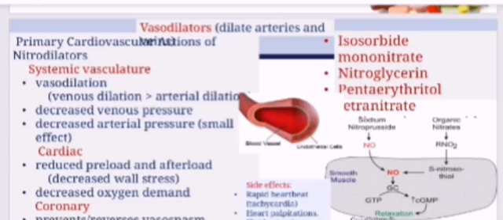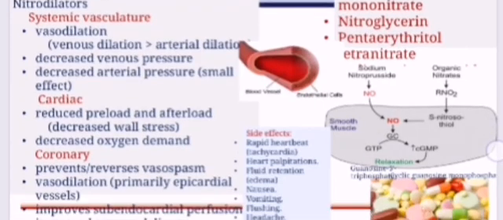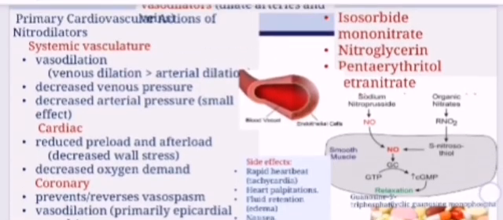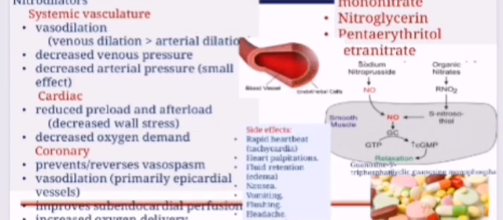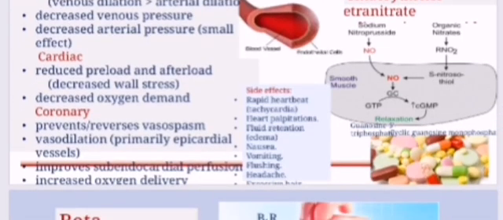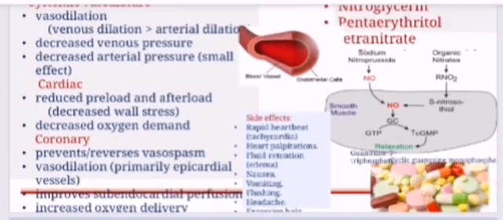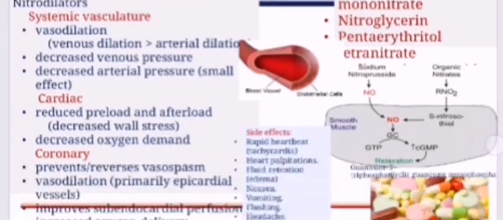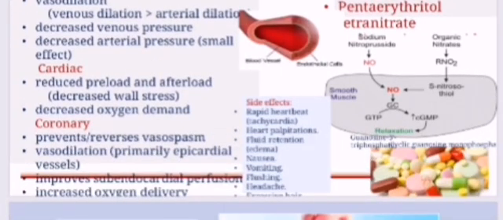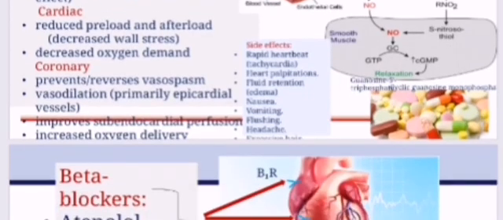Isosorbide mononitrate, nitroglycerin, pentaerythritol tetranitrate, and sodium nitroprusside. These drugs are vasodilators, which act as organic nitrates. Side effects of the drugs used for vasodilation: rapid heartbeat, tachycardia, heart palpitation, fluid retention, edema, nausea, vomiting, flushing, headache, and secretion hair.